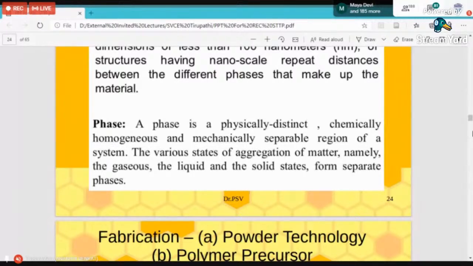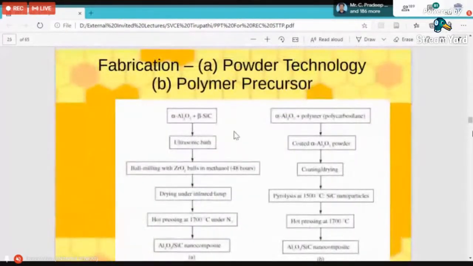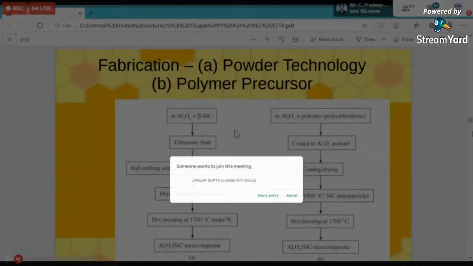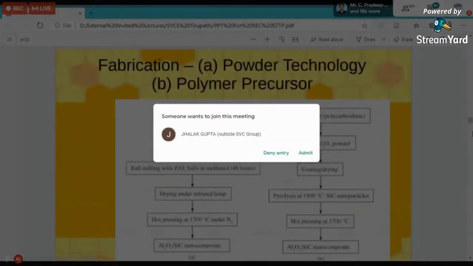That is going to have influence in the nanomaterial preparation. So phase influence here is one of the greater challenging parts as far as the engineers and material men are concerned. Now, fabrication: there are two types of technology you would have come across.